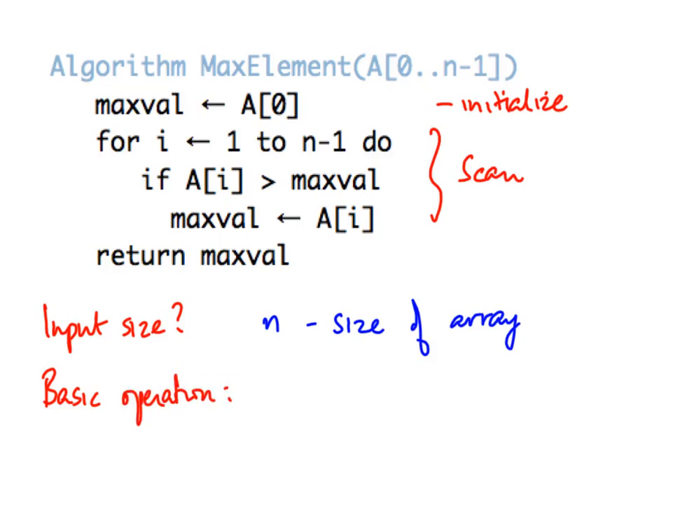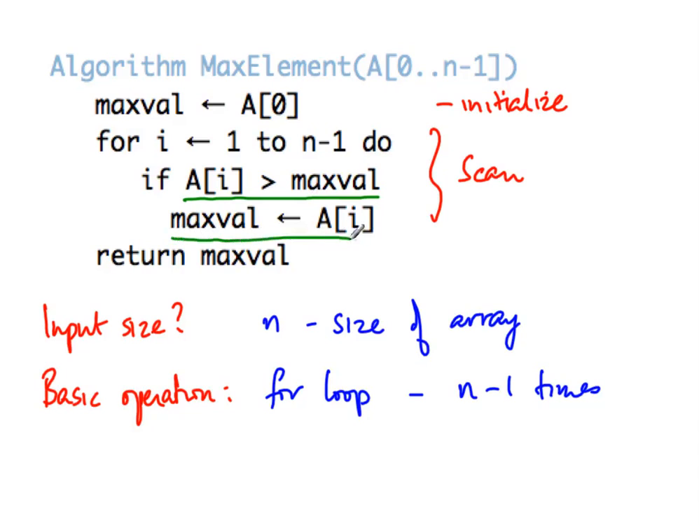As we can see, there is an outer loop. There is a for loop which happens n times, or n minus 1 times actually. And then inside the for loop, we have two things happening. For every i, we have a condition check, A[i] greater than maxval. And if this condition is true, then we have an assignment of A[i] to the value maxval. So we have one or two basic operations per iteration.